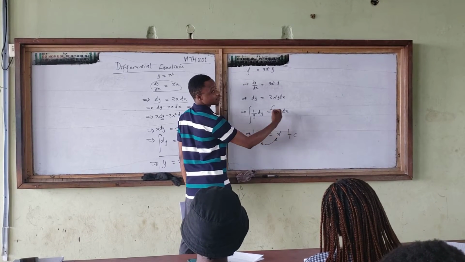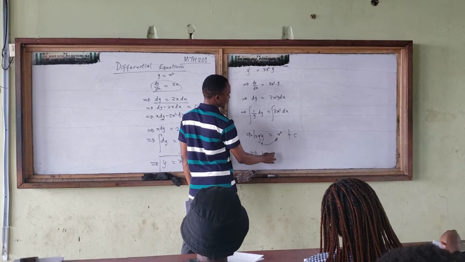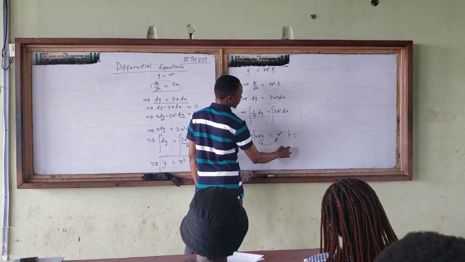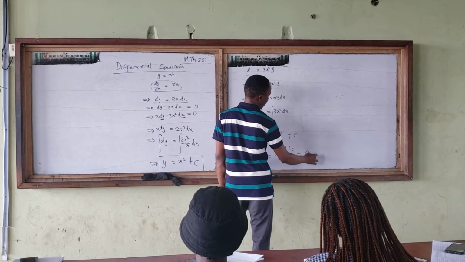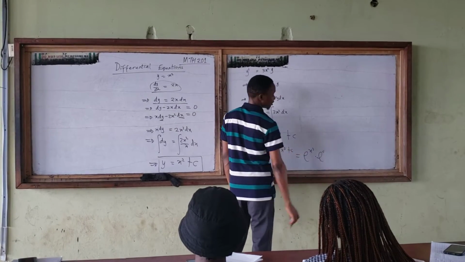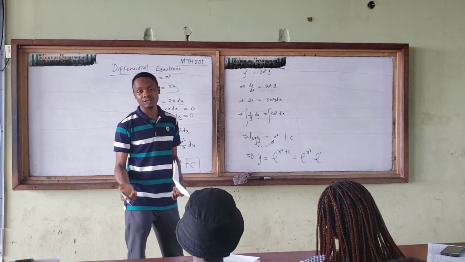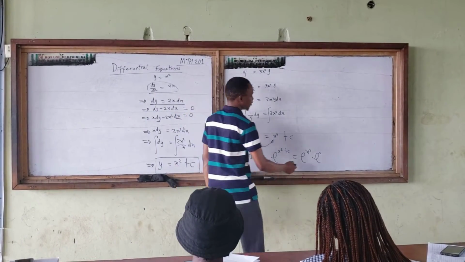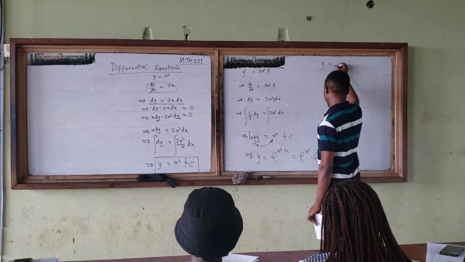So you can raise this to power of e. Is that clear? Then at the end of the day, you're going to have y equal to e raised to power x cubed plus c. This can be written as e raised to power x cubed multiplied by e raised to power c. Is that clear? So since c is a constant, e raised to power c is also going to be a constant.